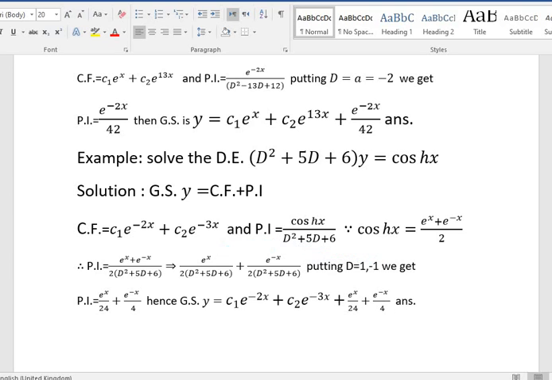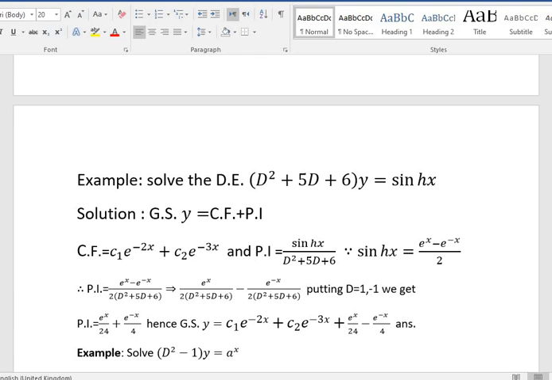Hopefully you understand that. Another example: solve the differential equation d squared plus 5d plus 6 into y equal to sine hyperbolic x. Again we do not know how to write it directly, but we know the expansion of sine hyperbolic x. Again, this one is the f of x function here.